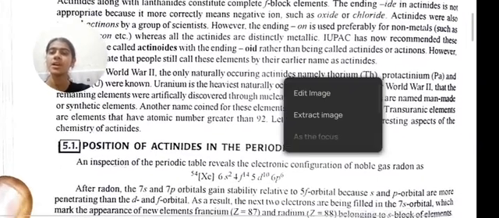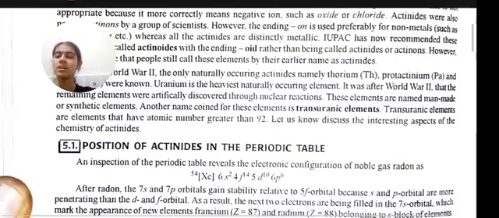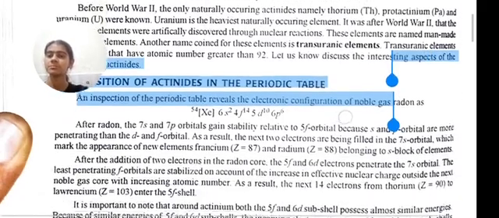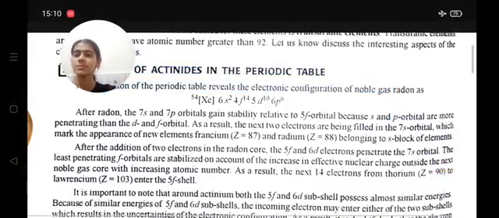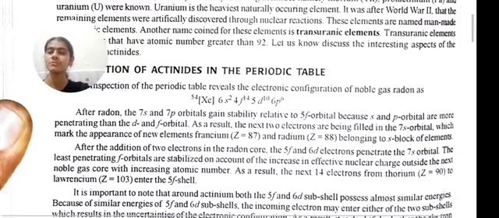Let us now discuss the interesting aspects of the chemistry of actinides. So the first point is the position of actinides in the periodic table. An inspection of the periodic table reveals the electronic configuration of the noble gas radon as xenon 54, 6s2 4f14 5d10 6p6. After radon, the 7s and 7p orbitals gain stability relative to the 5f orbital because s and p orbitals are more penetrating than the d and f orbitals.